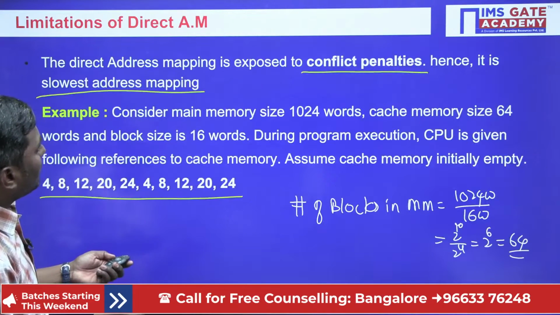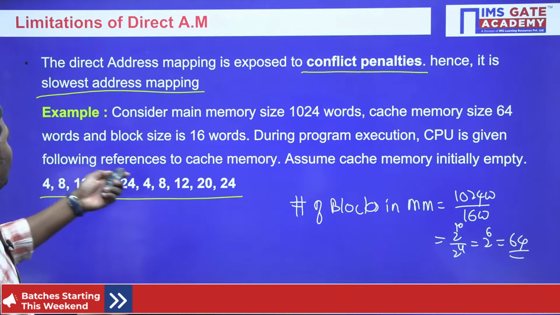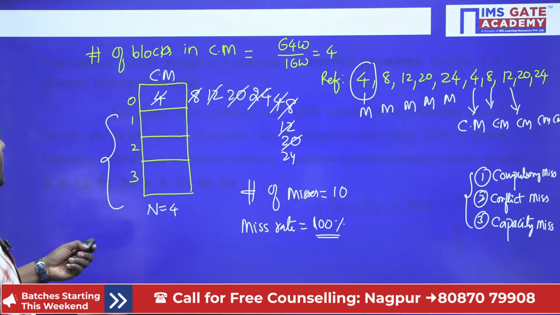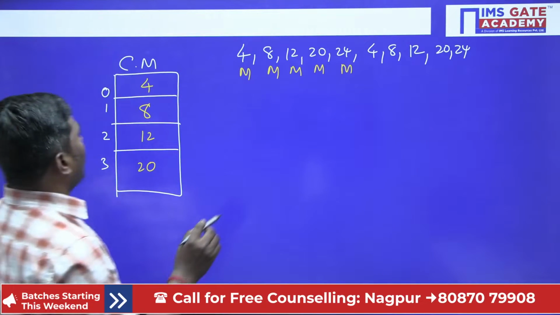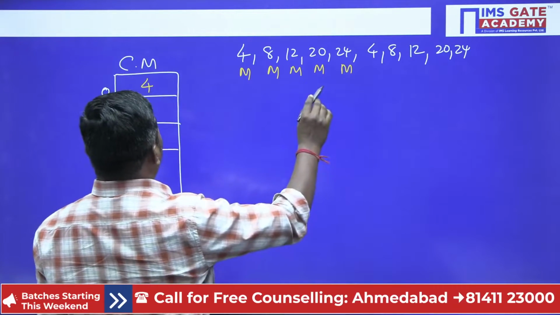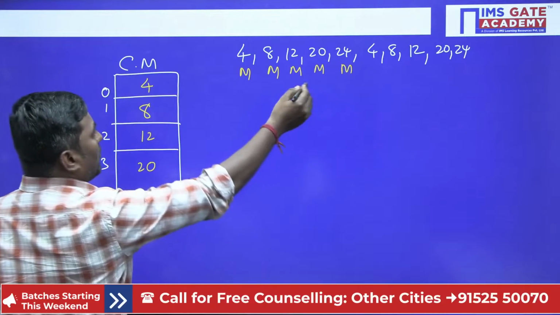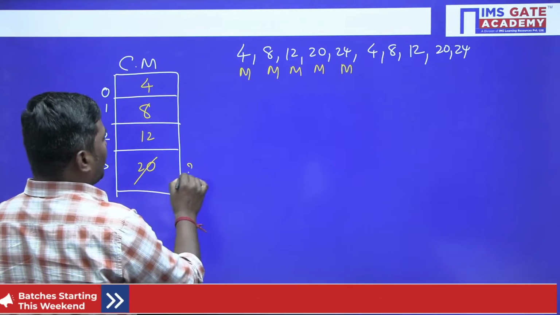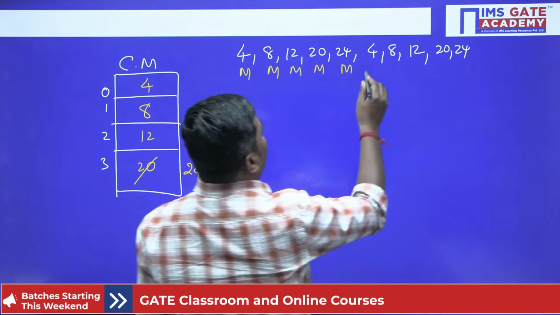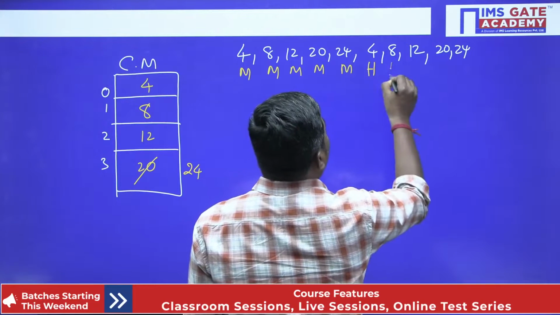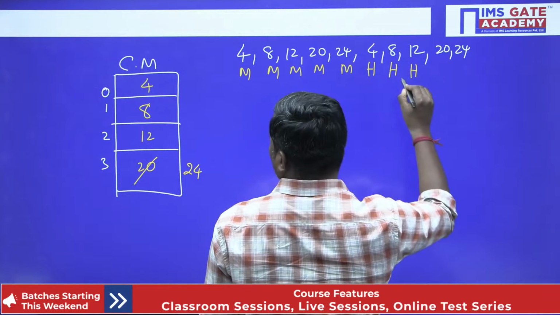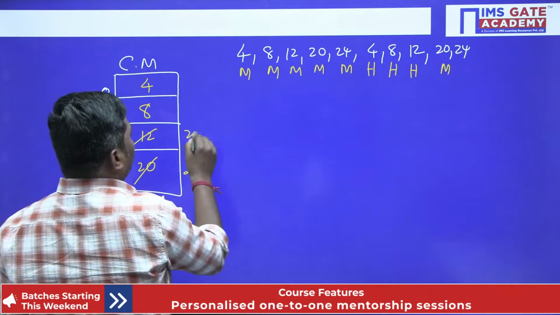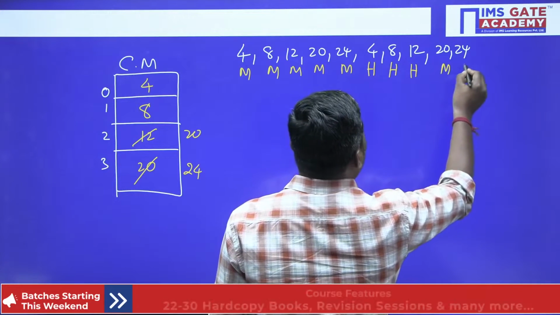The cache has 16 words. Now 4. So 4 is a miss, it is not there. Now the reference goes to 24, a miss. Suppose I remove this 20 and place 24. Now 4 is there, 8 is there, 12 is there. 20 is not there, so 20 is a miss. Suppose I remove this one and place 20 here. Now 24 is present.